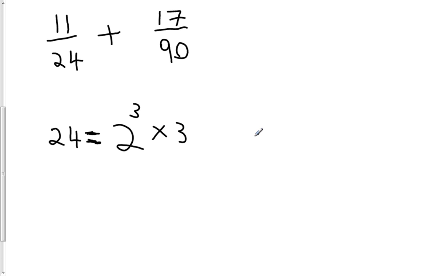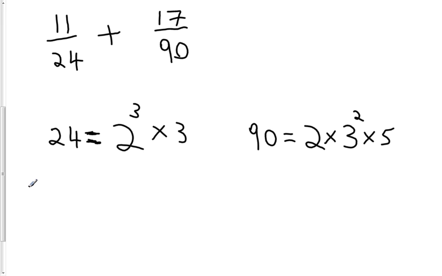The other denominator is 90, and I'm going to do the prime factorization of 90. Well, 2 is a prime factor of 90. And then 3 is also a prime factor of 90, 3 to the second power, since there's a factor of 9 in 90. And then 5 is also a prime factor of 90. So if you do a factor tree or however you find prime factorizations, these are the prime factorizations of 24 and 90.